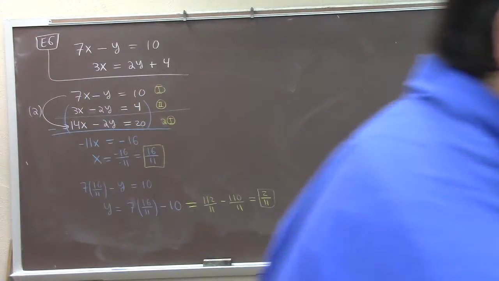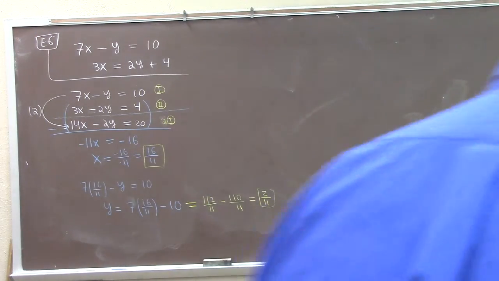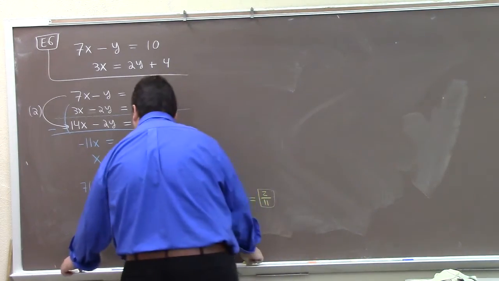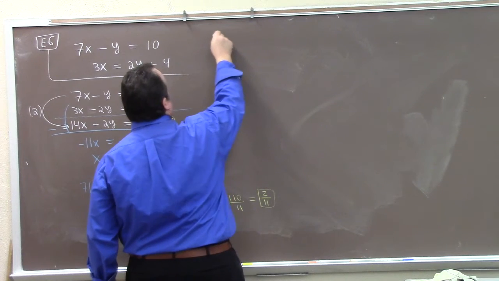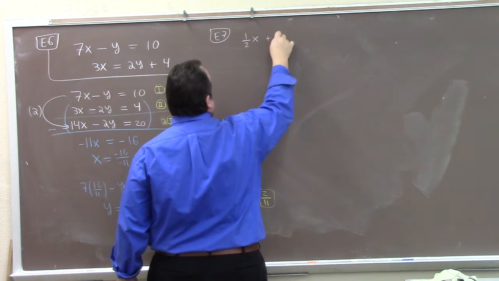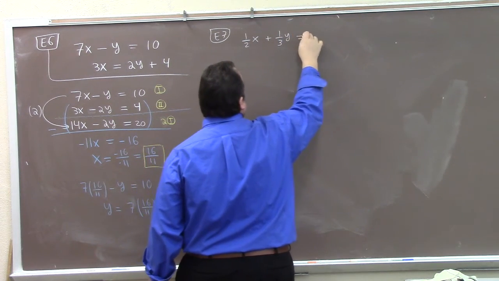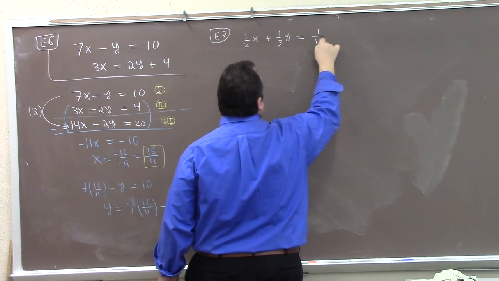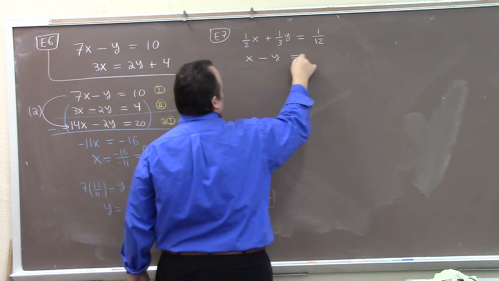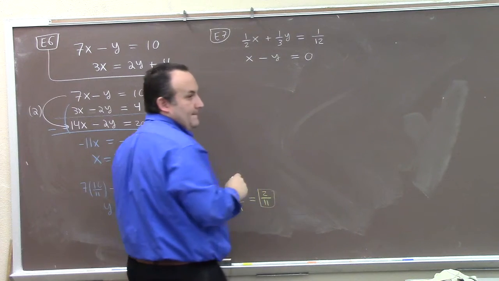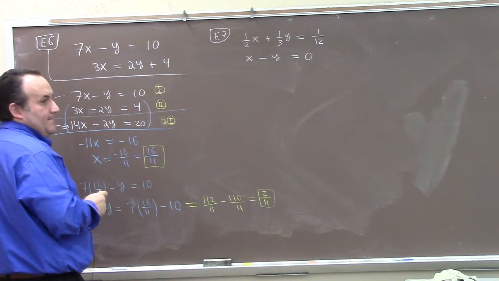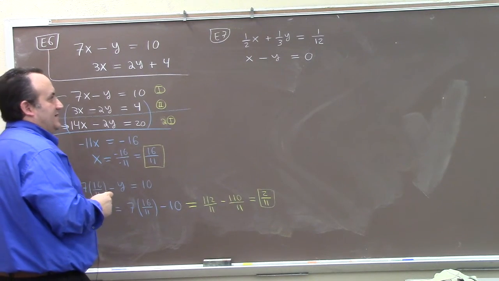Oh, I know what we haven't done yet. Example 7. Aha, 1/2 x plus 1/3 y equal to 1/12, and x minus y equal to 0. So how would you guys like to solve this one?